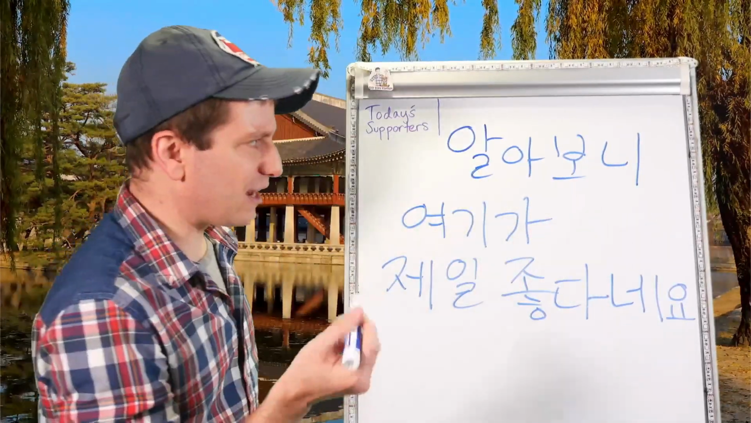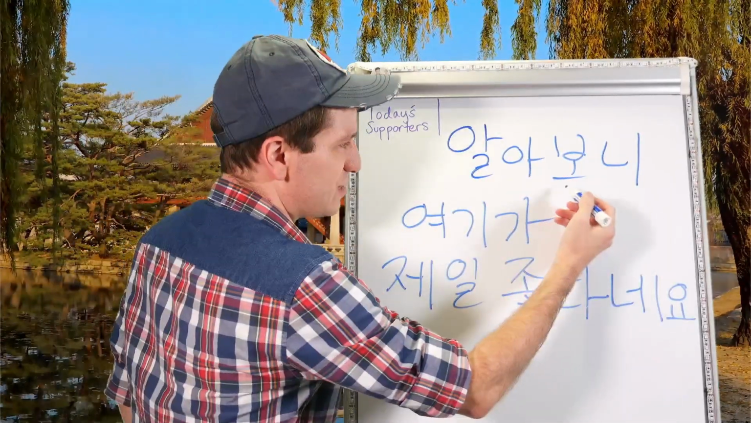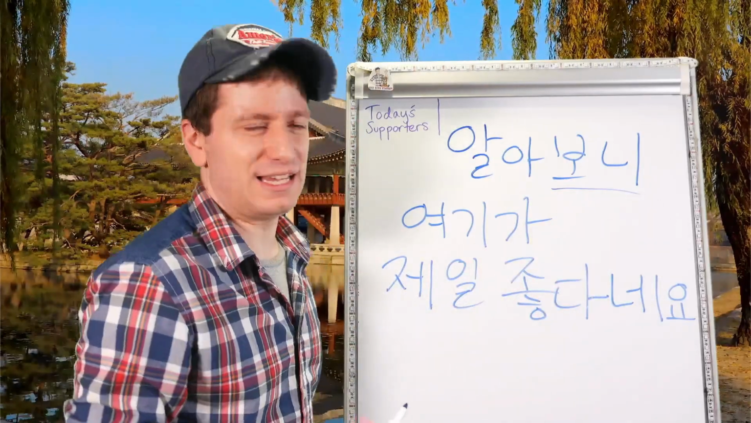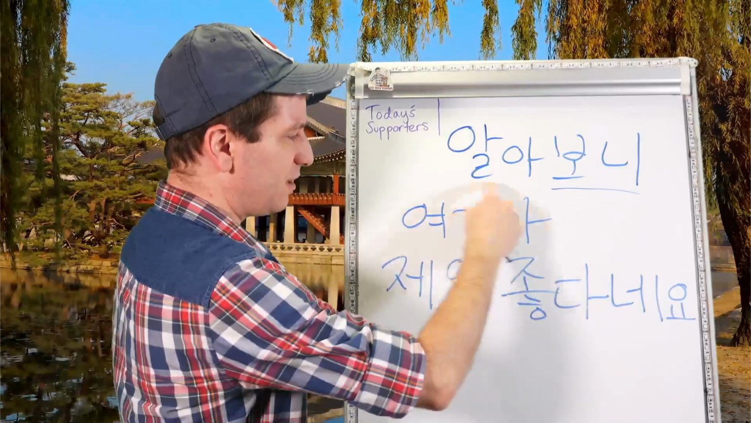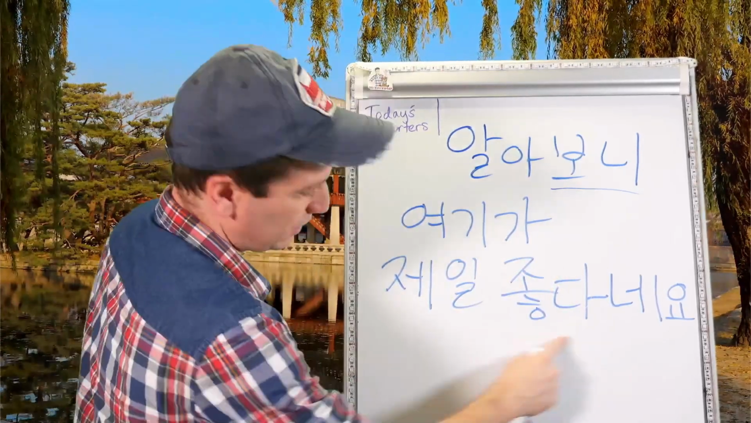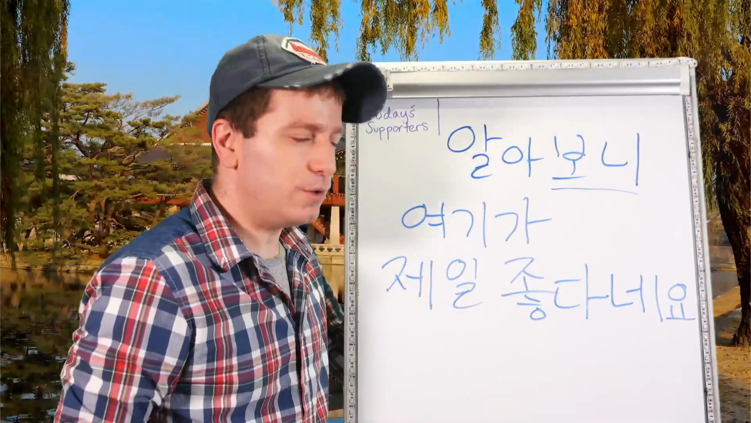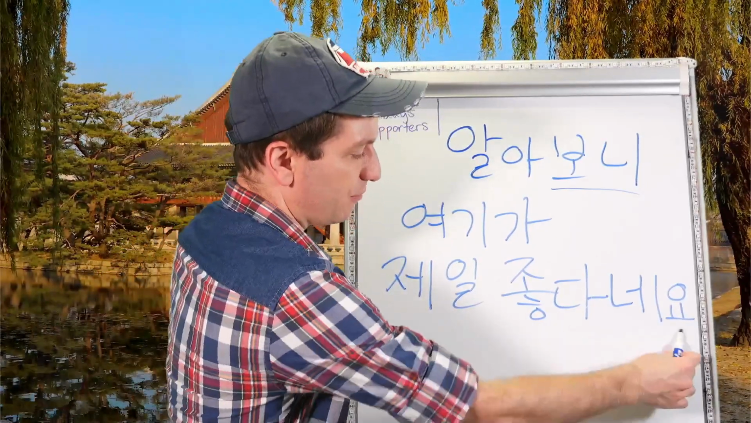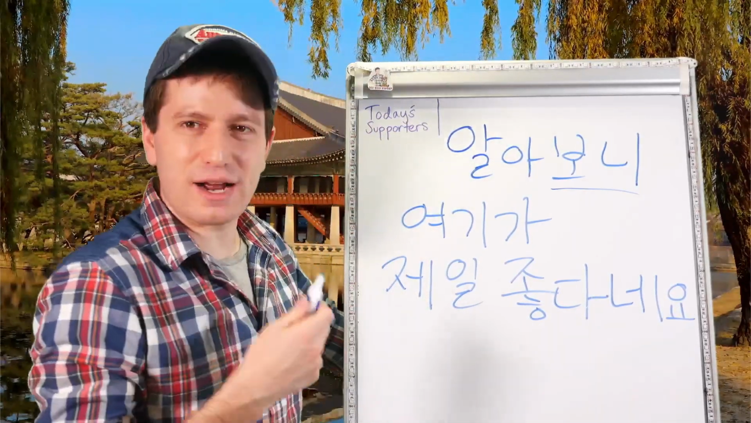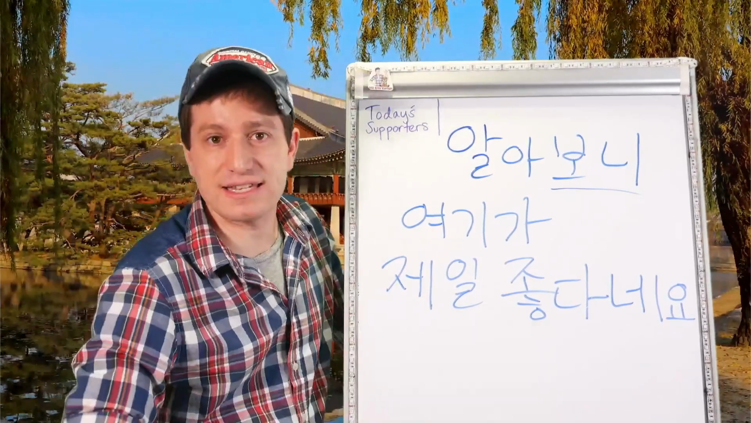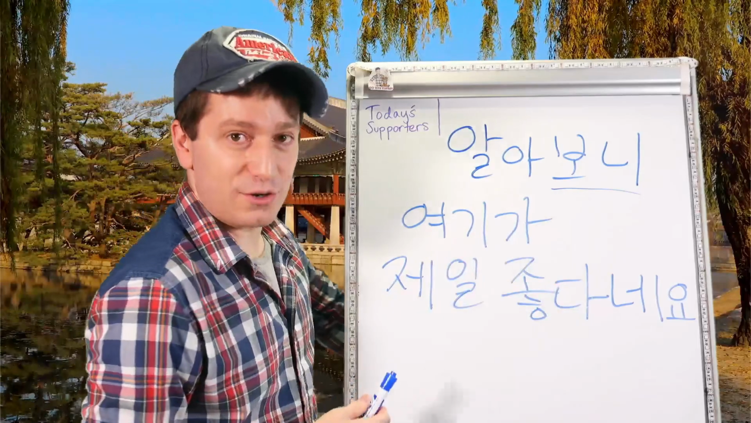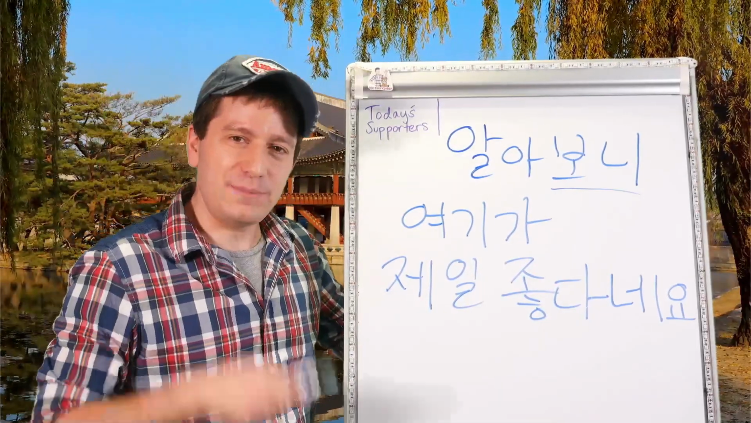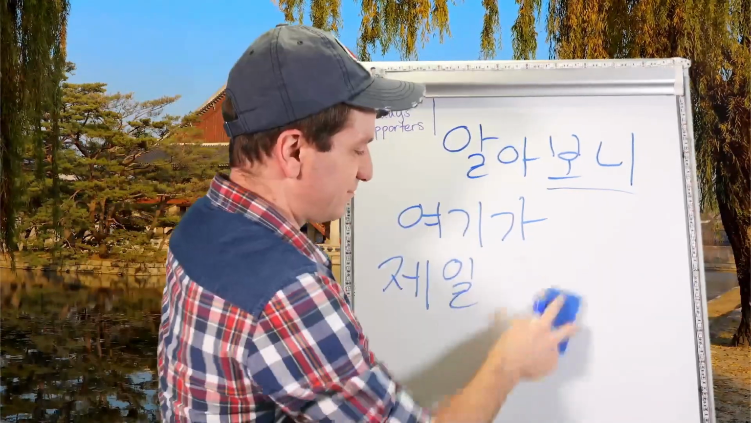알아보니, and the verb 알아보다 already has 보다 in it, so you're not going to say 알아봐보니. Just 알아보니. 여기가 제일 좋다네요. So here is the 제일 좋다, the best. 좋다고 하네요. So they say, this is a quoting form. They say, here's the best. So after I looked into it, I realized everyone says that this place is the best. 알아보니 여기가 제일 좋다네요. After looking into it, people say that here is the best.